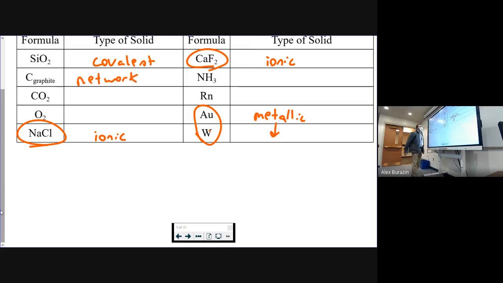These are both covalent network, the top two. Covalent networks are quite literally a network of covalent bonds in all three dimensions. Graphite, diamond, and silicon dioxide are the three examples they use. Graphite is pure carbon, diamond is pure carbon, silicon dioxide is glass or quartz. These are examples of covalently bonded solid structures.